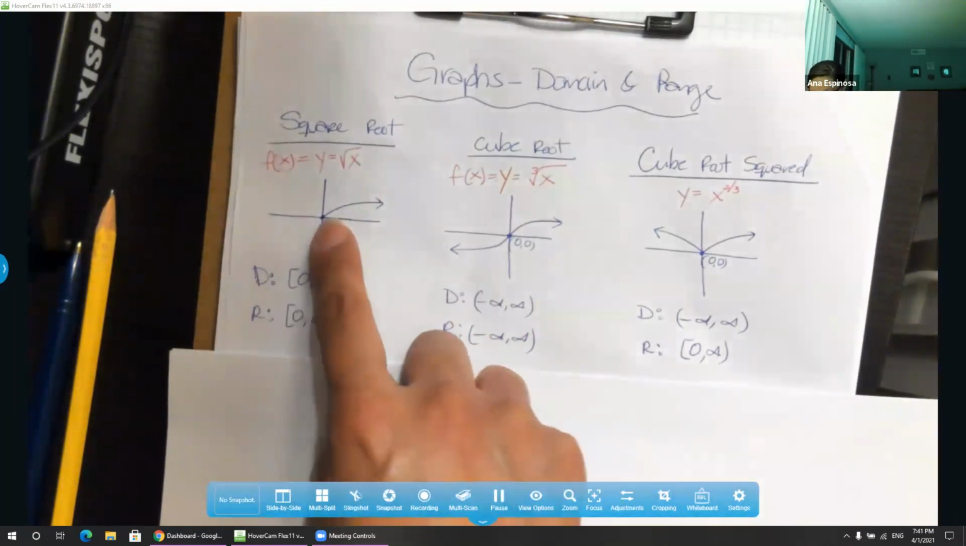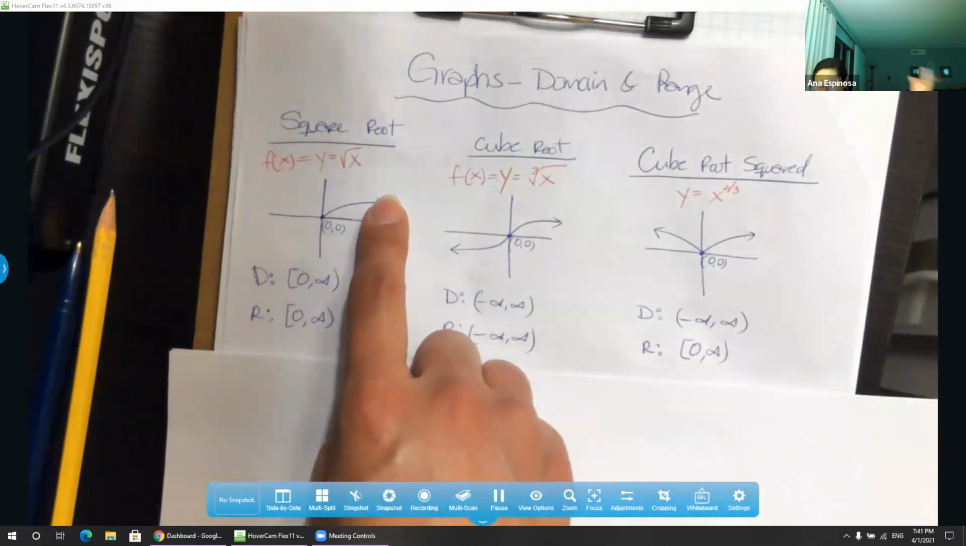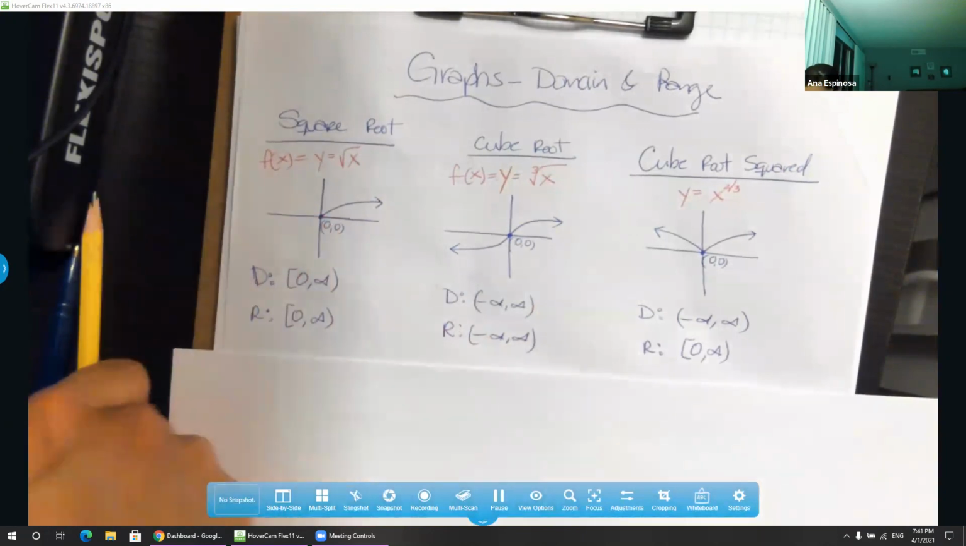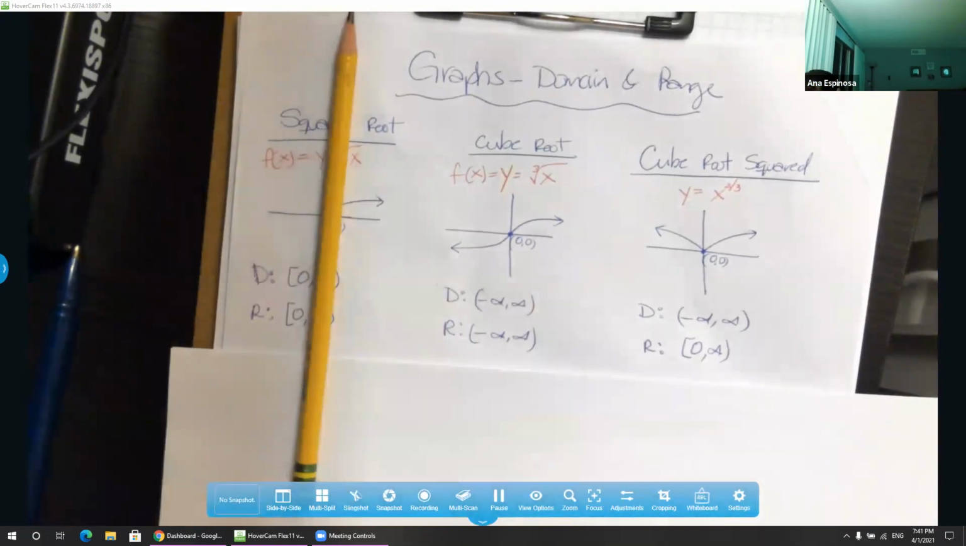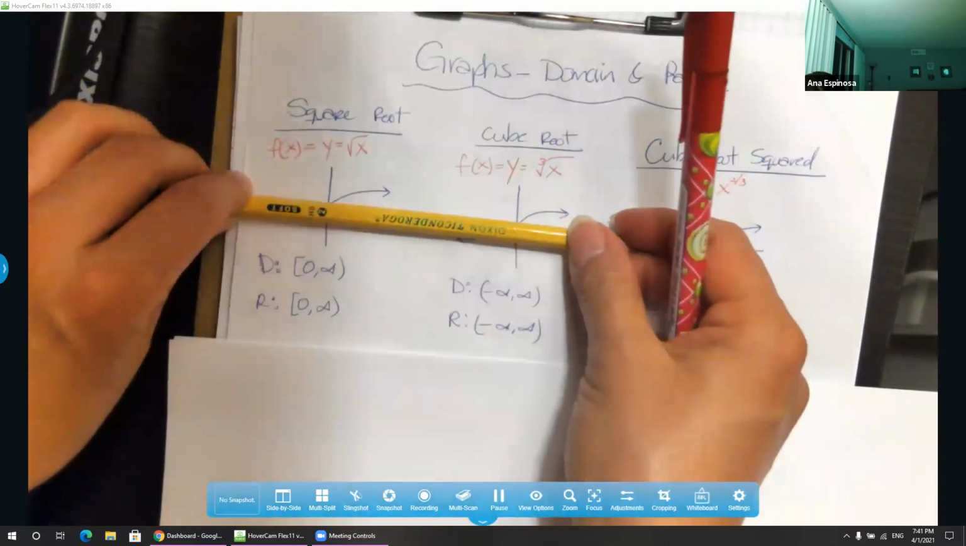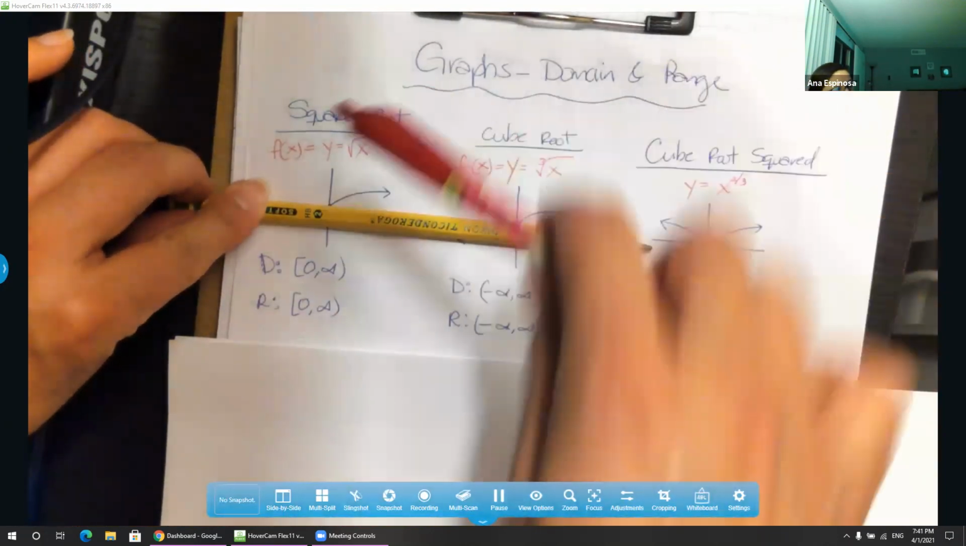Square root functions, we did these when we were doing the shifting and the H and the K, how they move. Here's the domain, here's the range. We've done this. Where does it start? It starts here at 0 and it goes on to infinity. That's the domain. For the range, the lowest is 0. It goes up to infinity.